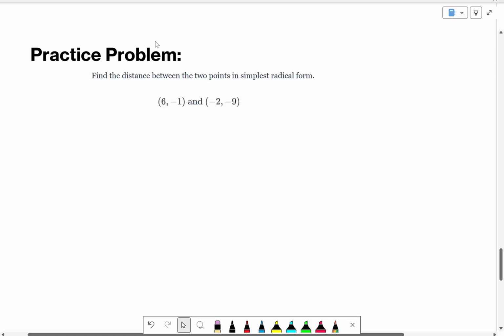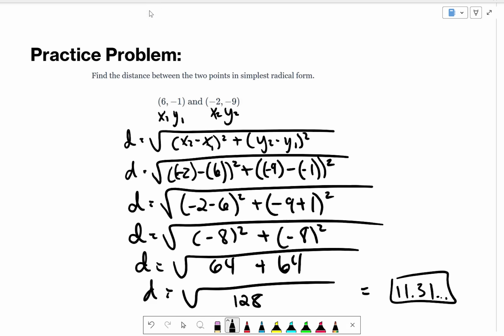Here's a practice problem that you can do. Choose from the multiple choice what you think the answer is, and then you can check after. The final answer I got was 11.31.